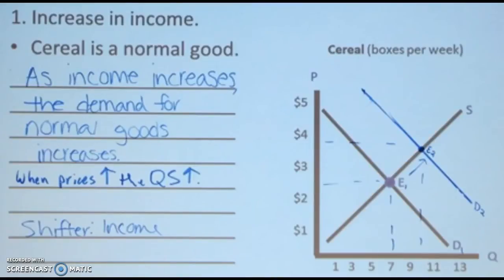For example, number 1, an increase in income, would be represented on the graph to the right as an increase in demand. As income increases, demand for normal goods increases. After the increase in demand, prices are pushed upward, and in response to the higher prices, the quantity supplied increases.